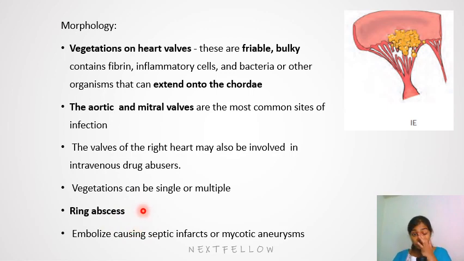So remember here the vegetation can be single or multiple, and they are friable, so this increases the risk of embolization. Okay, and this vegetation can extend even to the chordae. Okay, and the ring abscess is an important MCQ.